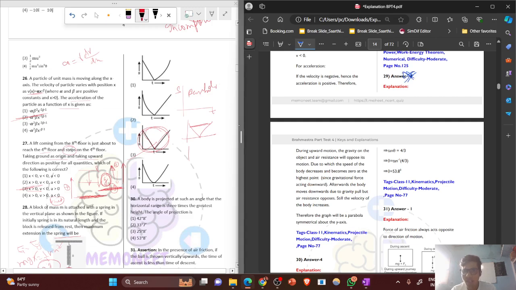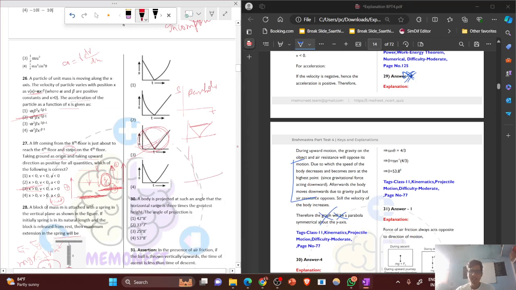Remember this. No, this is wrong. Third option is correct. The graph is a straight line. It is not parabolic, because the acceleration is constant now, so it can't be parabolic. So that option is wrongly mentioned here.